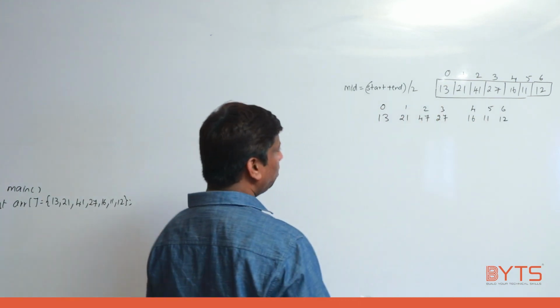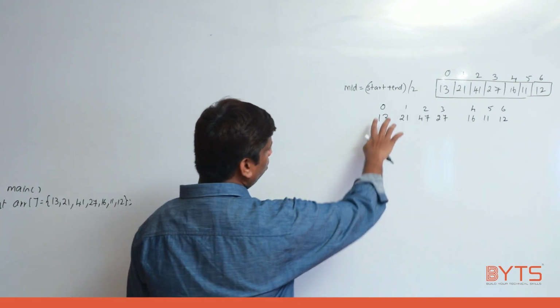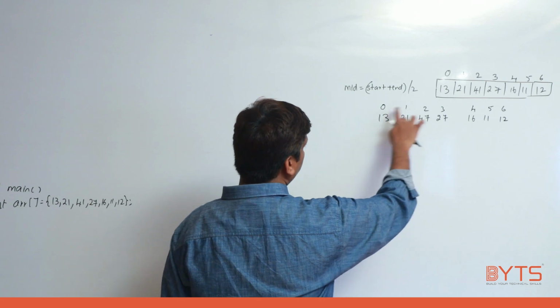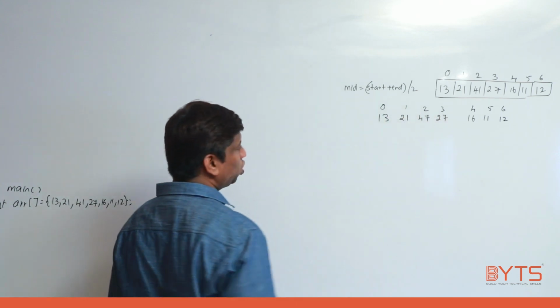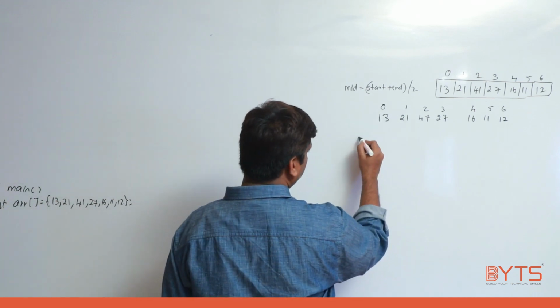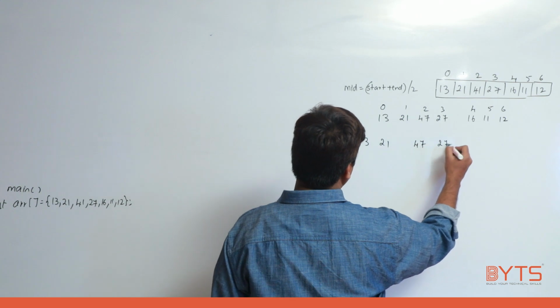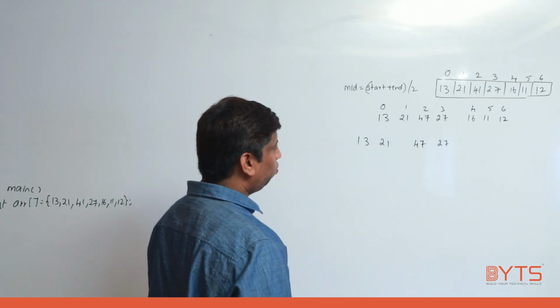Understand, very important point. Then again I will divide this array into two parts, and this array into two parts. If I want to divide this array into two parts, then what should I do? 0 plus 3 by 2. 0 plus 3 by 2 is 1, right? It means I will divide this array into 13, 21, and again I will divide this into 47, 27.